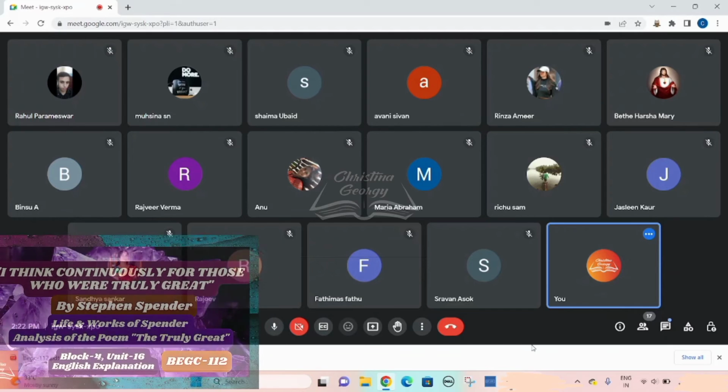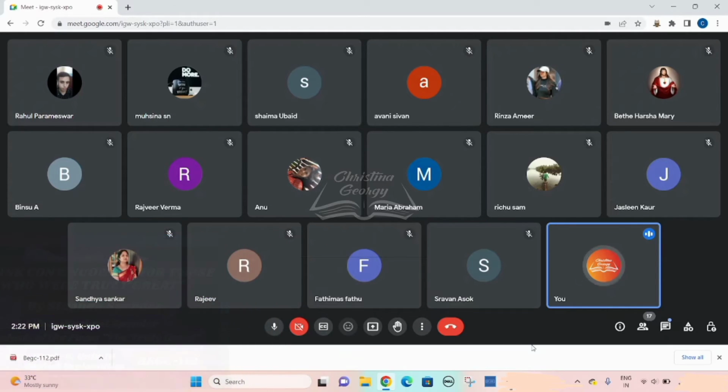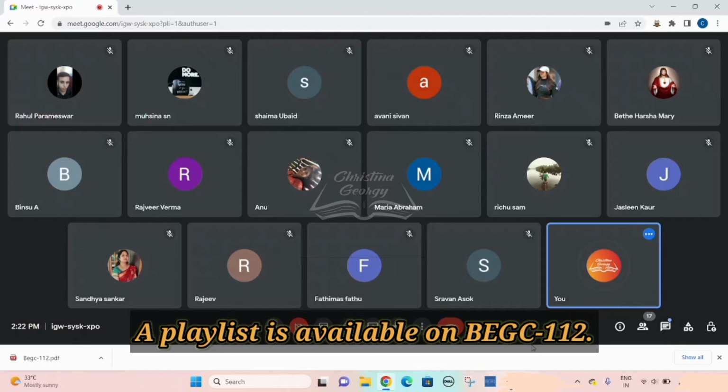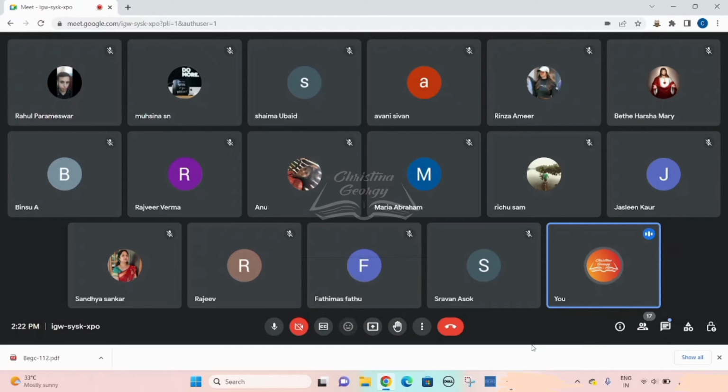If you haven't attended these sessions, you may look into the playlist created by me titled BEGC-112. So we have become familiar with the syllabus and the blocks of this particular course code. Dear ones, it's equally important to be familiar with your question paper pattern and structure. For that matter, you need to refer to the previous paper. So in this session, we'll focus our attention towards one of the previous question papers on BEGC 112.